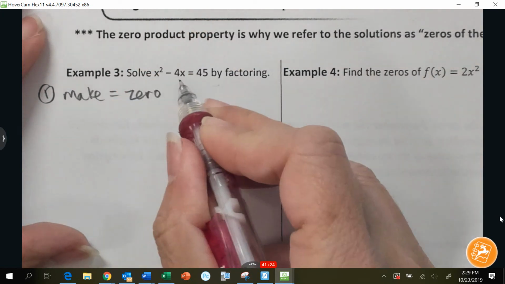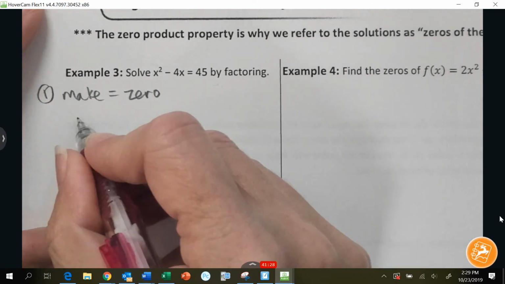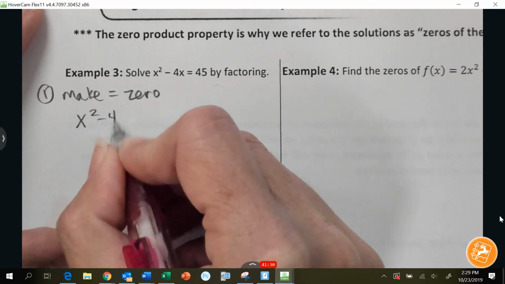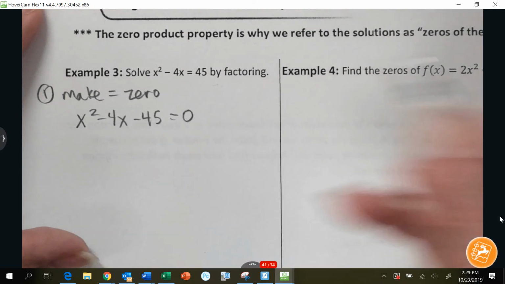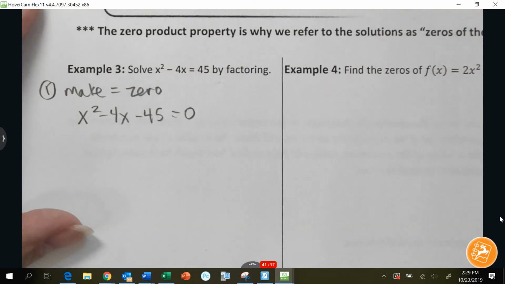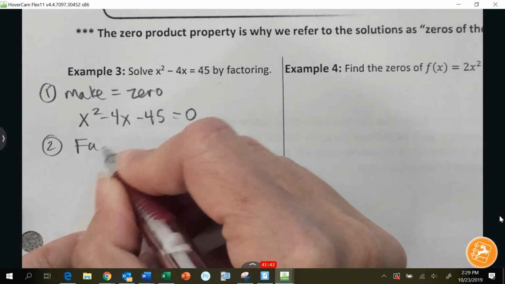So x squared minus 4x equals 45. Does that equal 0? No. So I need to have x squared minus 4x minus 45 equals 0. How do I get the 45 over there? Minus 45. So there's my first step: it has to equal 0. Step 2: factor.